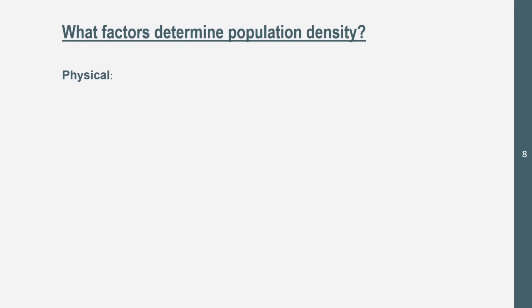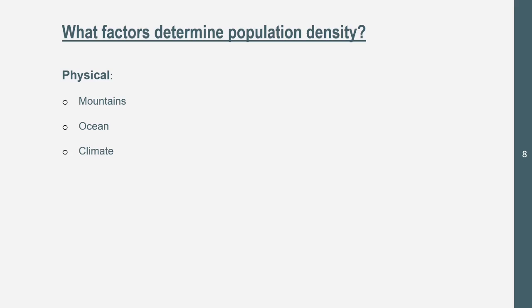What factors determine population density? So we have physical factors. Let's start with those. Those are going to be mountains, ocean, and climate. Okay? So mountains, that might determine where people are going to be spread out, because mountains take up a lot of space. Some people don't like to move to mountainous regions. It can be cold up in the mountains. The ocean can determine if people want to live there.